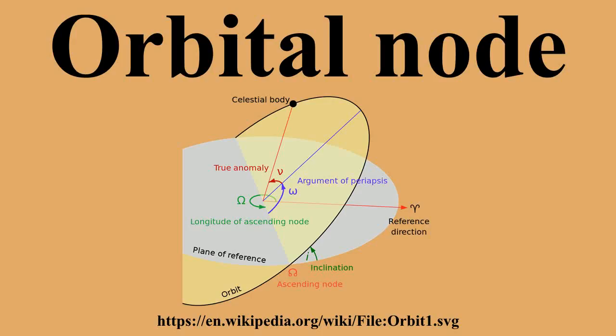For an orbit outside the Solar System, the plane through the primary perpendicular to a line through the observer and the primary.